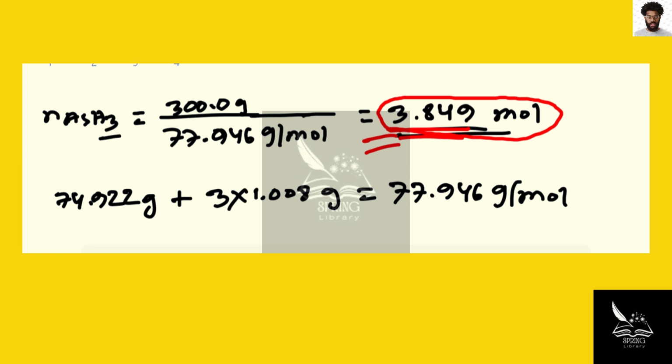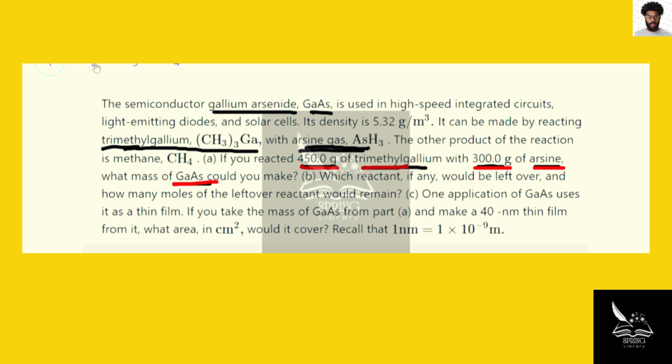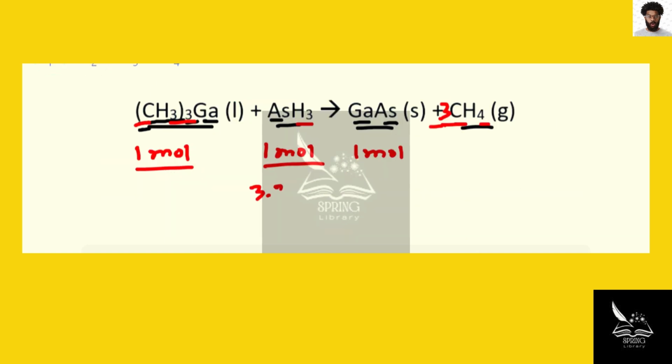And that means the amount of gallium arsenide which will be formed in this reaction will be based on this number of moles. So 3.849 mole of arsine gas will react with 3.849 mole of trimethyl gallium to give us 3.849 mole of gallium arsenide.